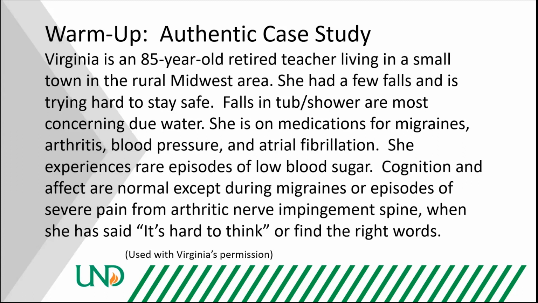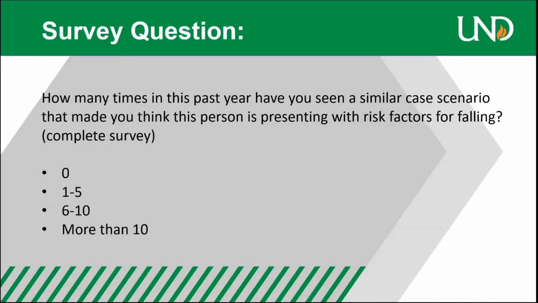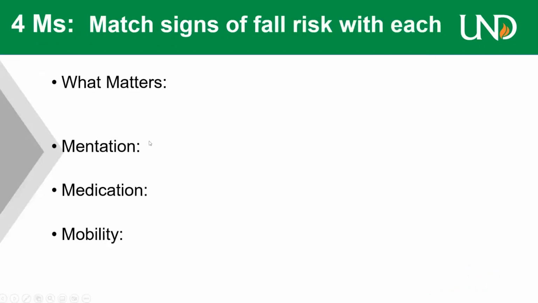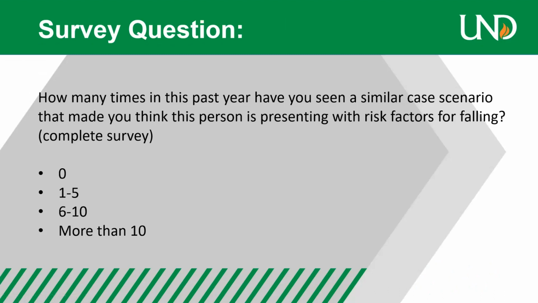So we're going to be using this information to connect to the 4 M's in just a few minutes. So how many of you in this past year have seen a similar case scenario that made you think this person is presenting with risk factors for falling? You can either push the reaction tag with your thumbs up or a yes, or you can type in the chat box. Yes, I see thumbs up. There's a reaction tab on the bottom, and you can give me a thumbs up if you have seen a similar case scenario where you recognize many fall risk factors. Okay, thank you for sharing. So a few of you.